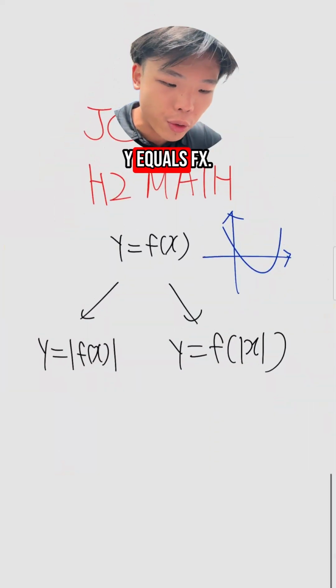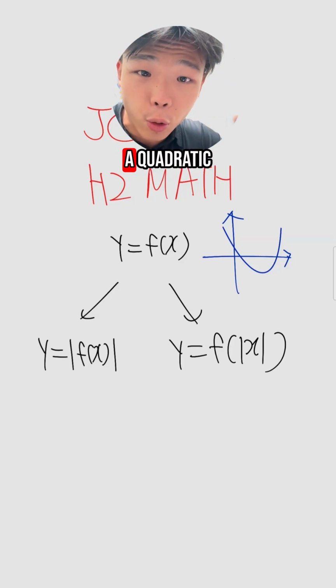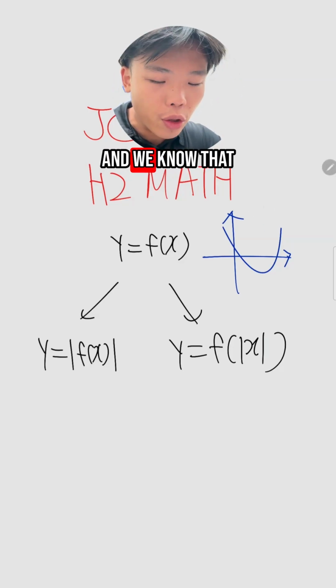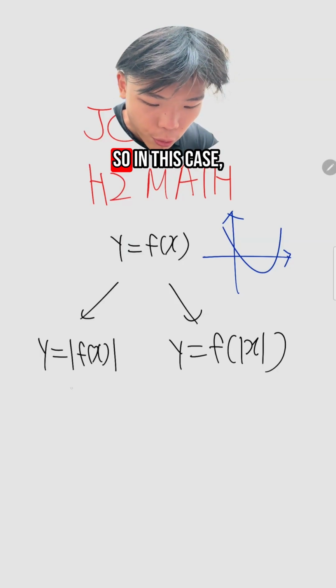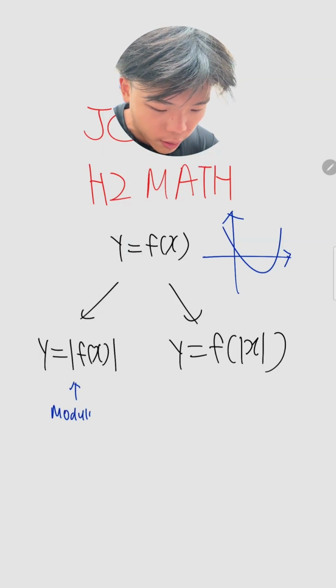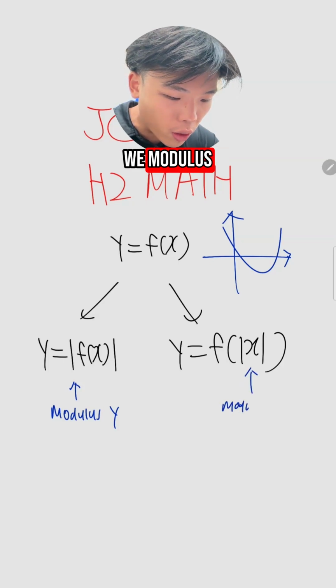Now, over here, we are given y equals f(x), and let's just assume that y equals f(x) is a quadratic curve. And the quadratic curve looks something like that. And we know that when we modulus a graph, there are two possible outcomes. We can either modulus the y value, so in this case, what we did is that we modulus the y value, or we modulus the x value.